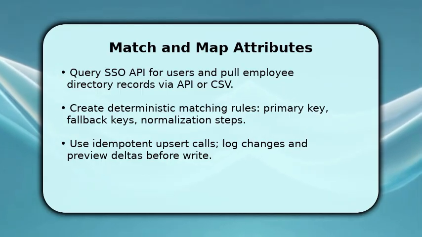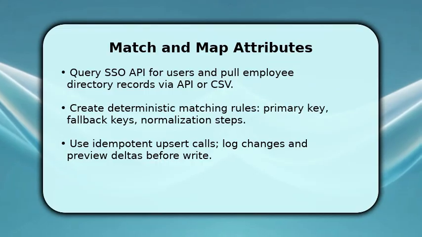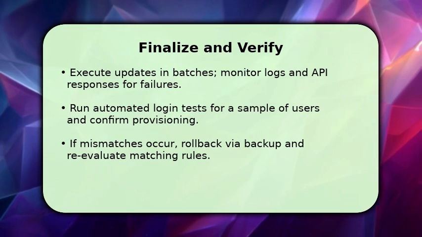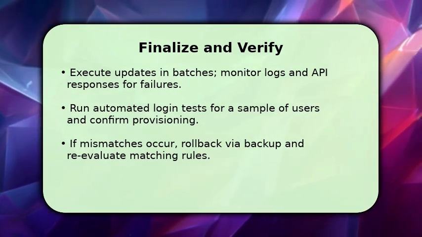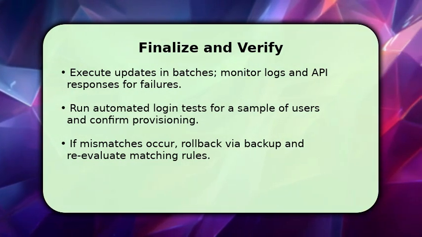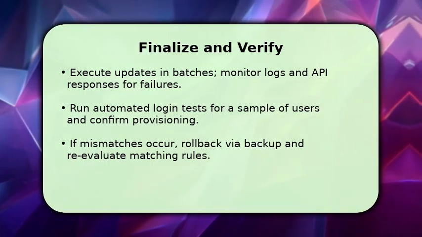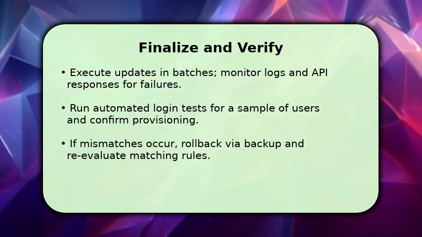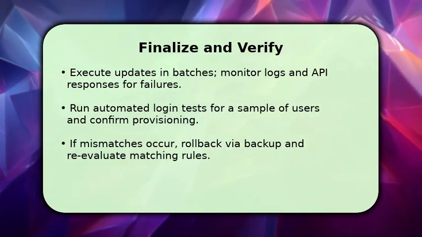Make sure to run a preview that shows deltas and review any ambiguous cases manually before you finish by applying batched updates to production, watching success rates and error codes so you can pause if issues appear. After updates, test authentication flows for a representative sample and verify provisioning and deprovisioning behavior.